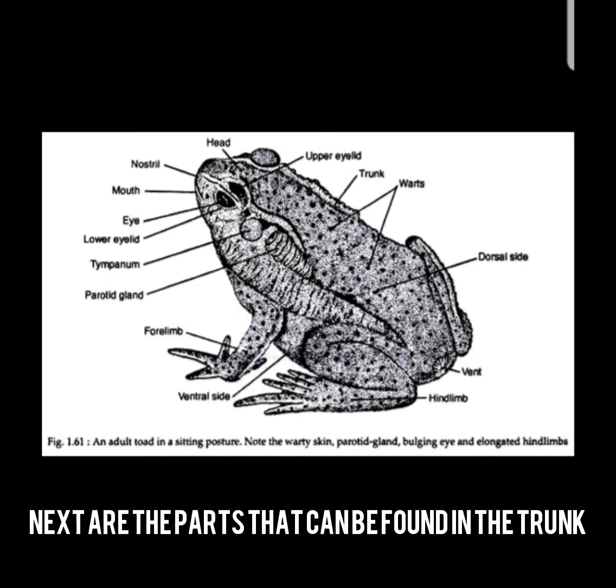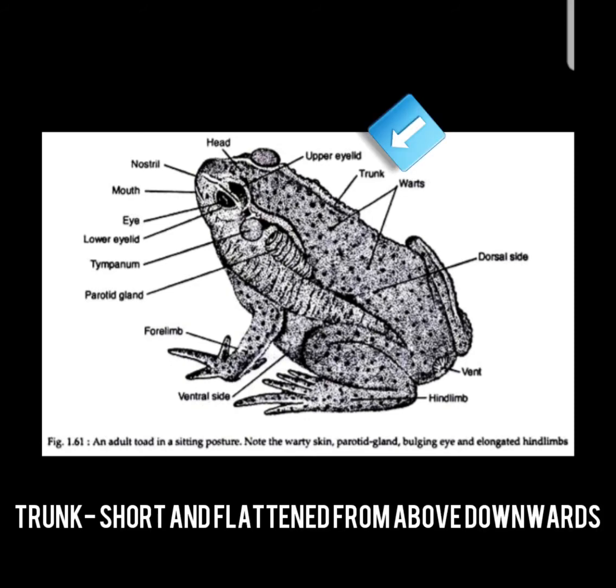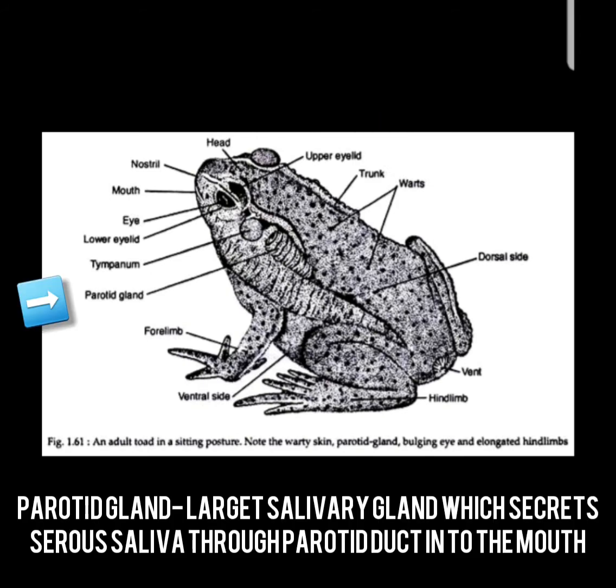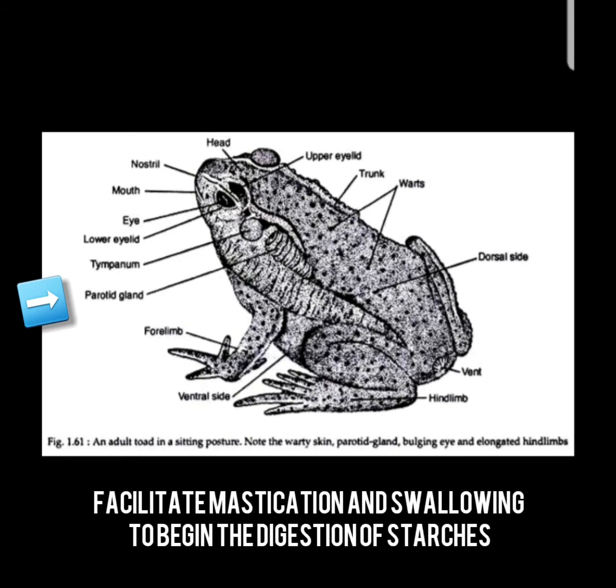Next are the parts that can be found in the trunk. The trunk is short and flattened from above downwards. And next, we have the parotid gland. It is the largest of the salivary glands. Each parotid is wrapped around the mandibular ramus and secretes serous saliva through the parotid duct into the mouth to facilitate mastication and swallowing and to begin the digestion of starches.